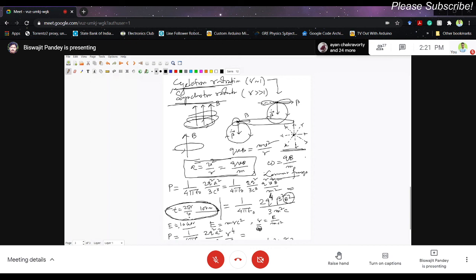So I stop here, because the goal of today's class was to just give you some idea about the application of this formula, which we have learned in the last few classes. If you have some questions, we can discuss.